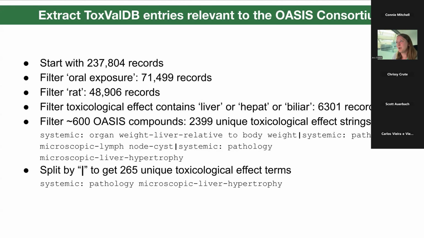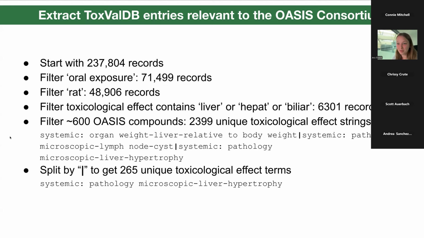So I started with a bunch of manual filtering and text processing. So we started with all 230-ish thousand records. We first filtered to look for all of the ones with an oral exposure. So that got us down to like 71,000. We were looking at rat because we had decided as a consortium to focus on rat in vivo guideline testing data. I just did some substring searches, so I filtered to keep any toxicological effect that contained liver, hepatic, or biliary, and that dropped it to 6,300 records.